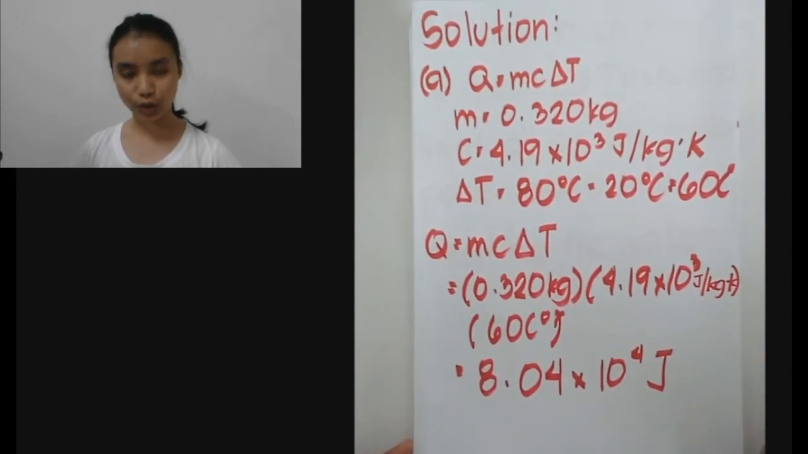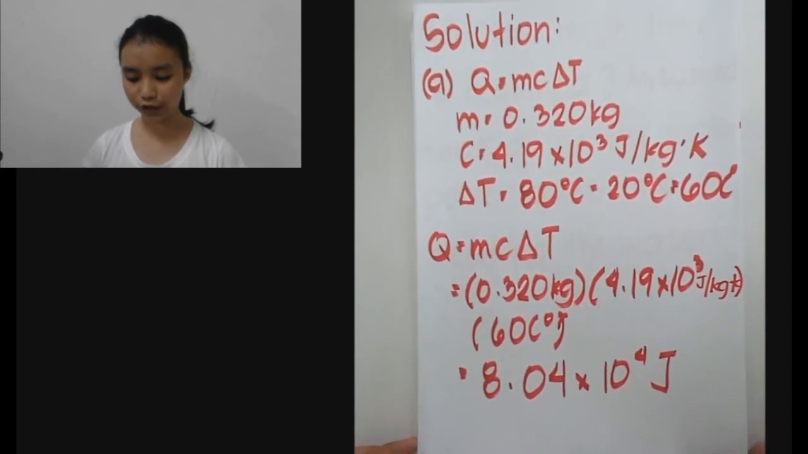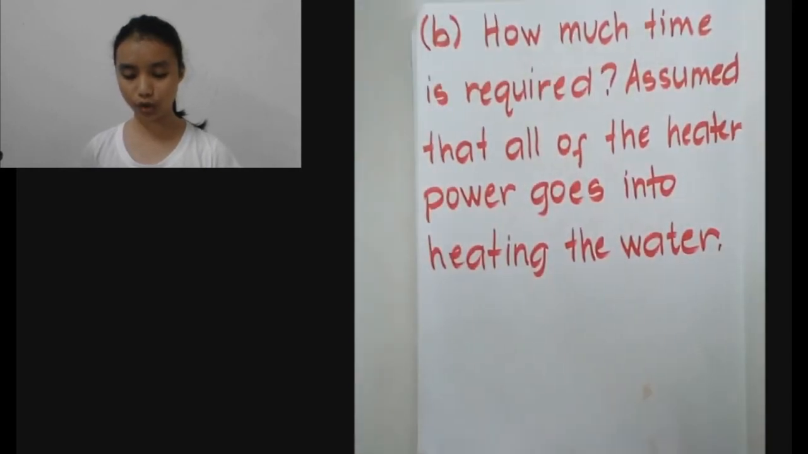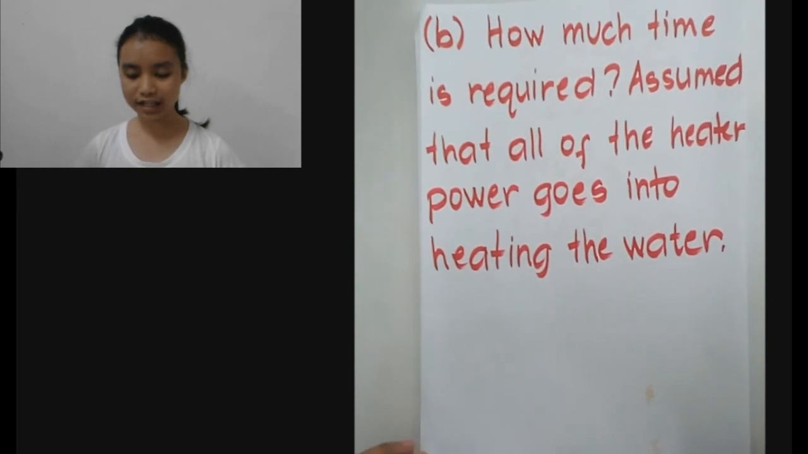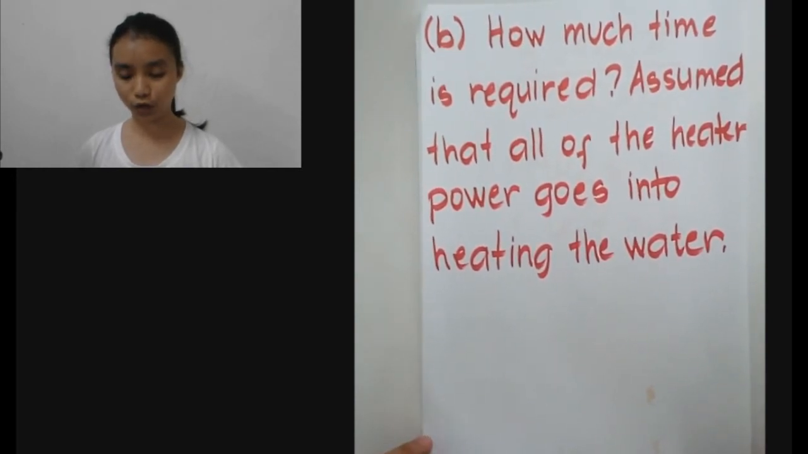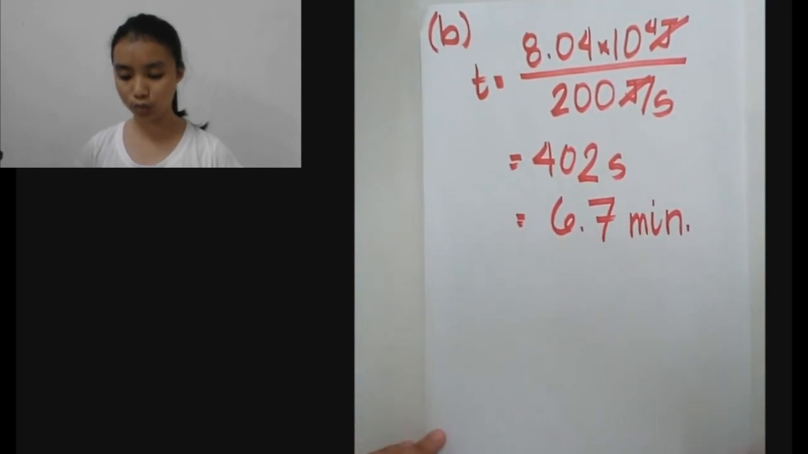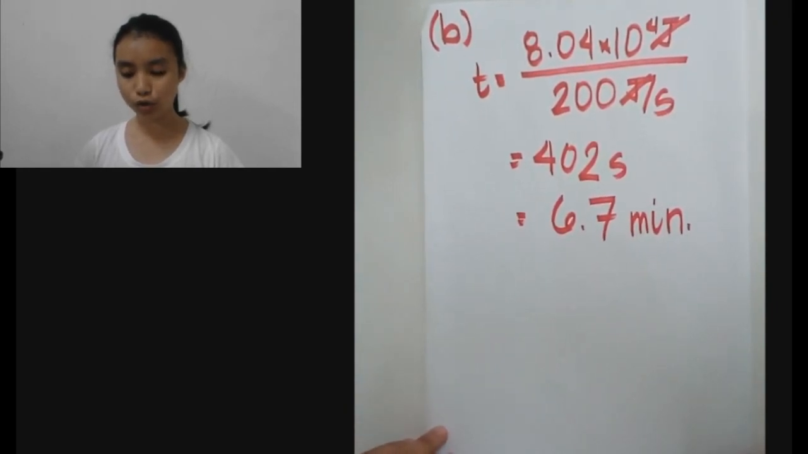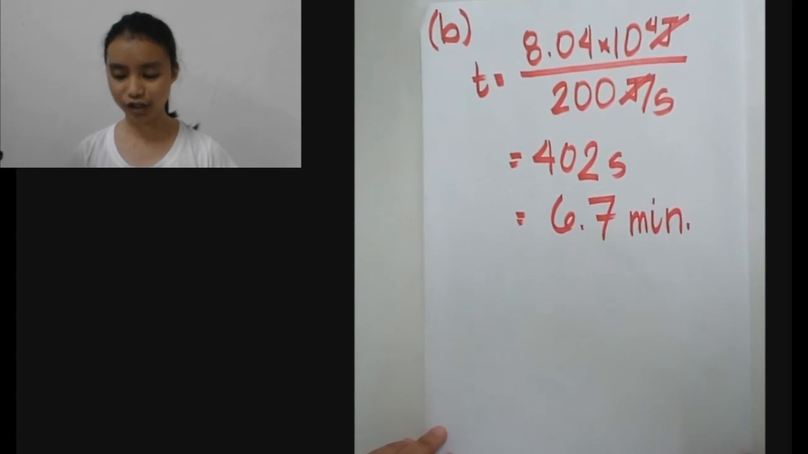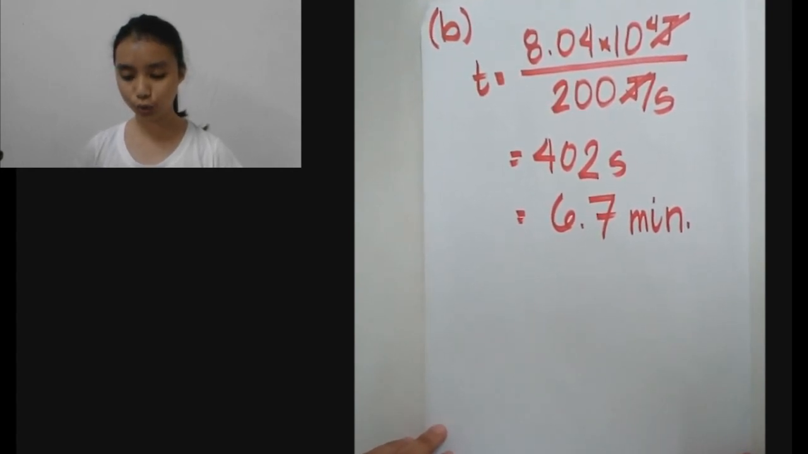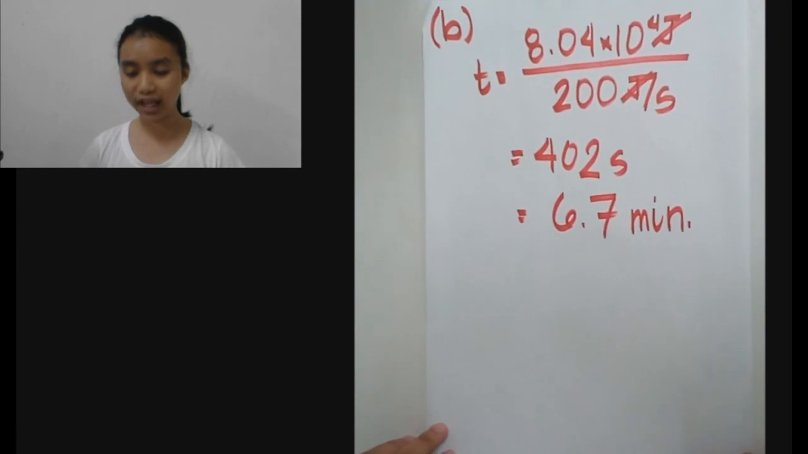How much time is required? Assume that all of the heater power goes into heating the water. So to get the time, t is equal to the quantity of heat over power. So 8.04 times 10 to the power of 4 joules divided by 200 joules per second. The joules cancel, so we have 402 seconds or 6.7 minutes.